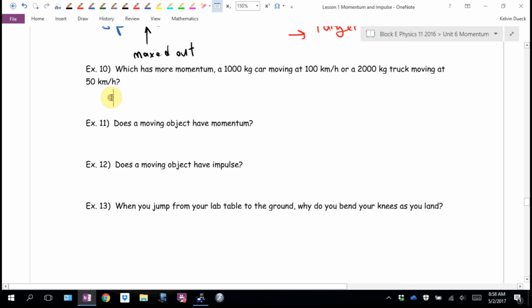Connor, what'd you get? 100,000. What about for the other one? 100,000. So let me ask you the question. Which has more momentum? A 1,000 kilogram car moving at 100 kilometers per hour or a 2,000 kilogram truck moving at 50 kilometers per hour? Right?